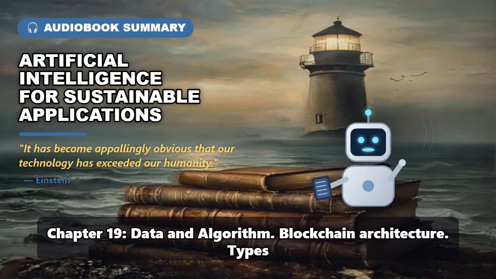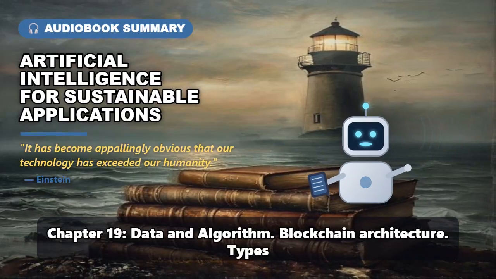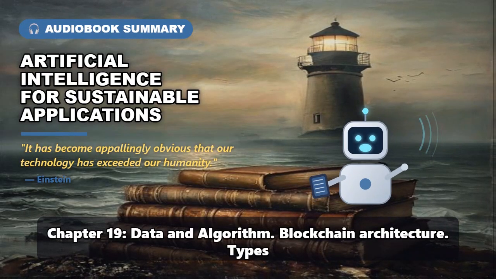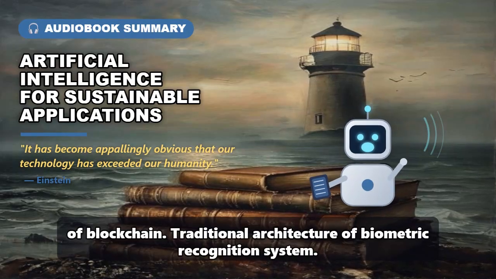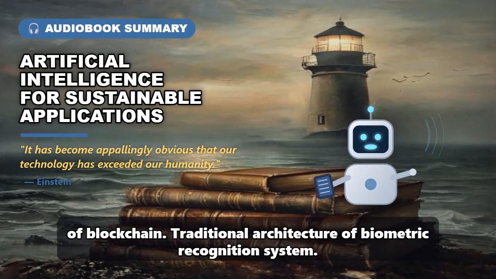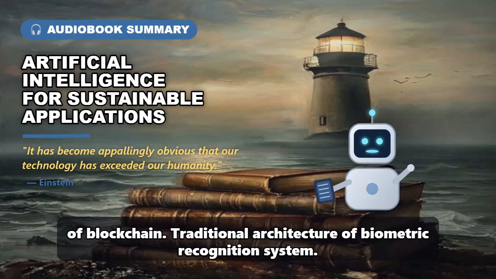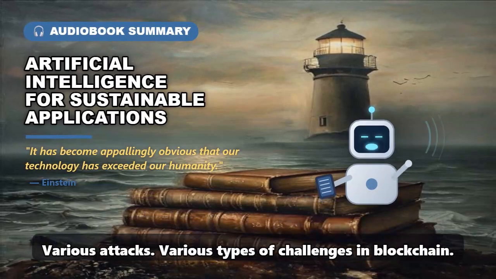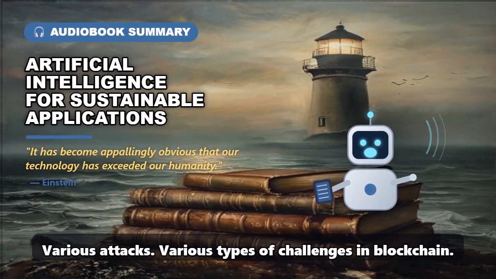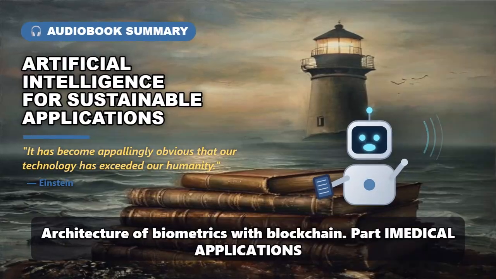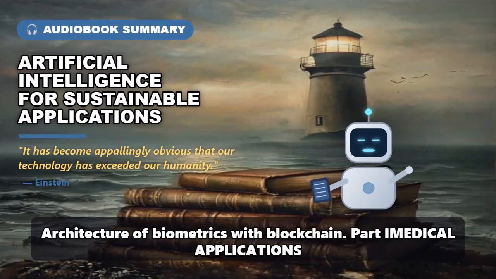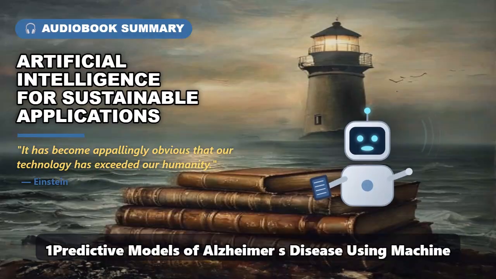Chapter 19, Data and Algorithm. Blockchain architecture. Types of blockchain. Traditional architecture of biometric recognition system. Various attacks. Various types of challenges in blockchain. Architecture of biometrics with blockchain.